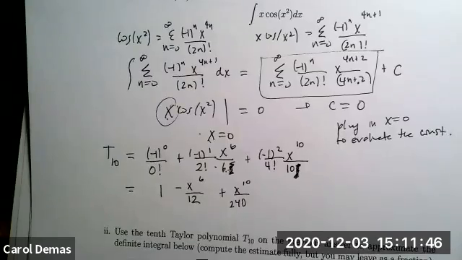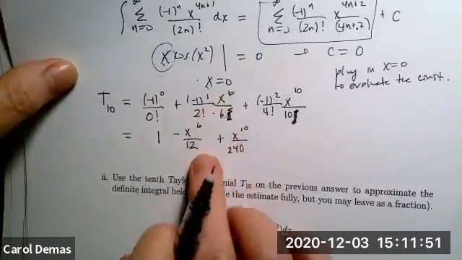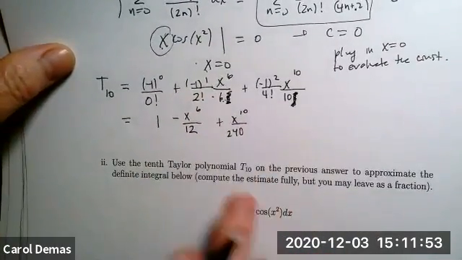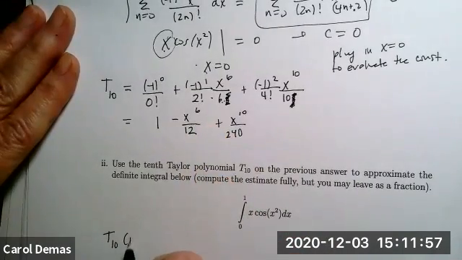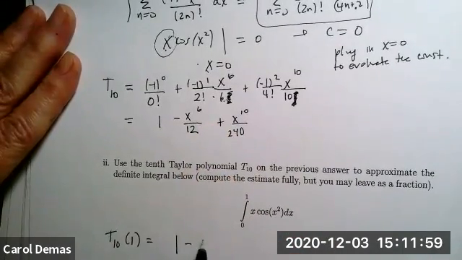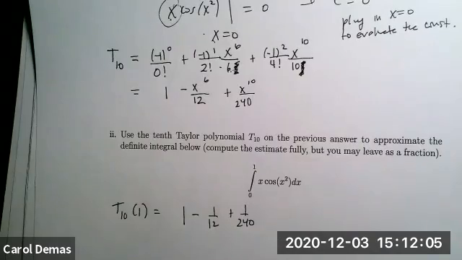So that's a 10th order polynomial to approximate. So how will we estimate this definite integral below? We'll just plug in x equals 1. And that's going to be 1 minus 1 over 12 plus 1 over 240. And you can just leave it like that for full credit.